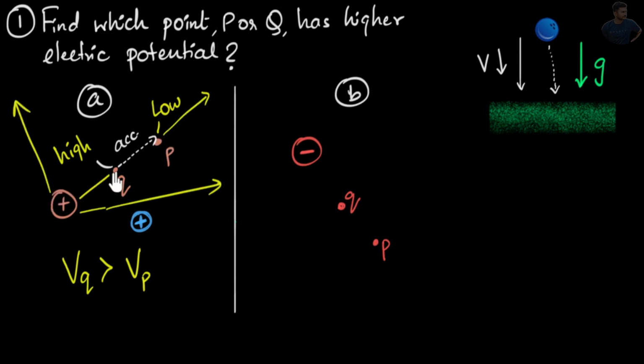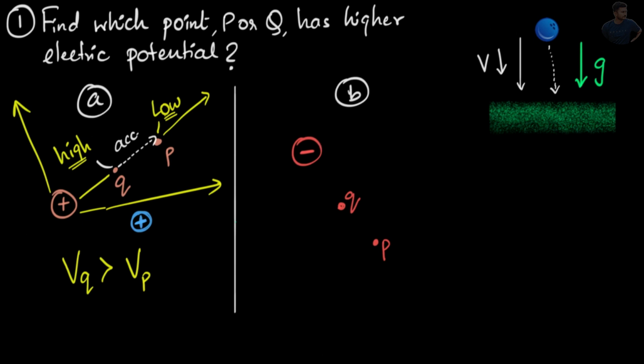And notice, even I could have said this way: along the field line, potential reduces, and we get the same answer, high, low. Okay, how about you give it a shot for the second one? So pause the video, use the same logic, and see if you can figure out which has higher potential.